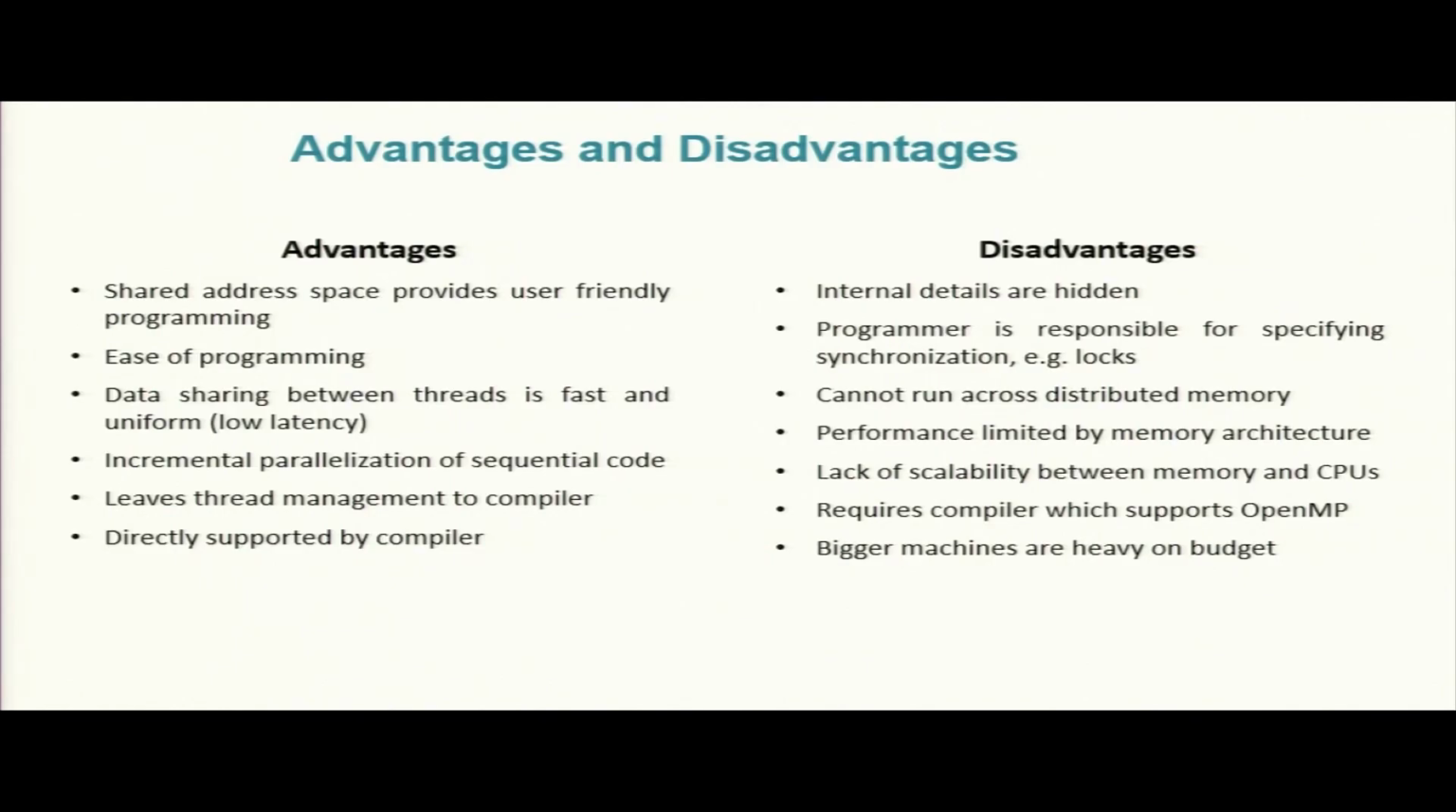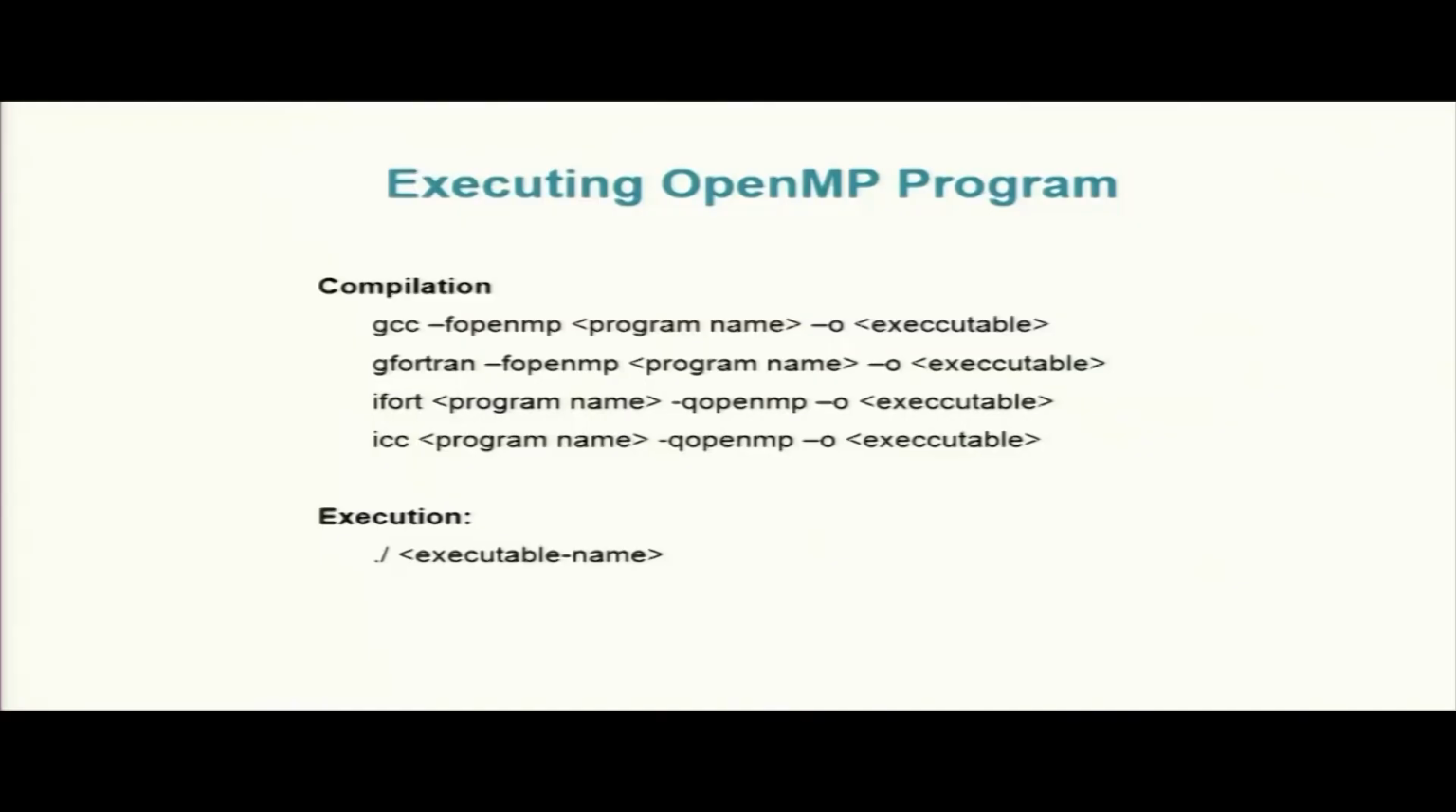Then it requires OpenMP support. Of course, if you have a compiler which doesn't have OpenMP support, you won't be able to use it. Then bigger shared memory machines are more costly compared to, say, two smaller machines with the same number of cores. Instead of having 100 cores on one machine, we can have 50 cores on each of two machines. Of course, my one program will not run across these two. But a 100 core machine would be much more costly than twice the cost of a 50 core machine.